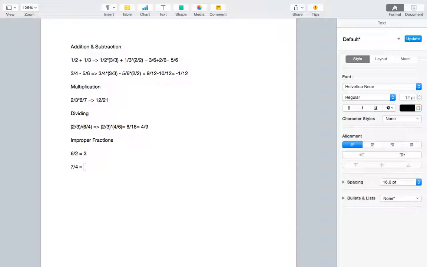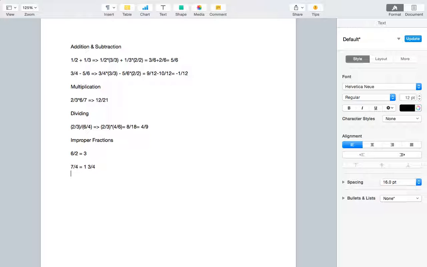4 goes into 7 once. Remainder is 3. And denominator is 4. So that's why I separated, because it looked like 13 over 4. It's not. It's 1 and 3/4. And that's another thing. This is saying 1 plus 3/4, not 1 times 3/4.